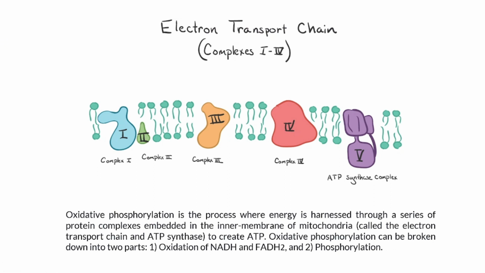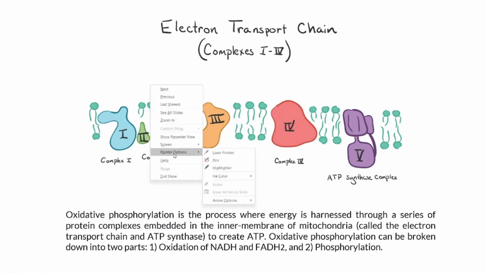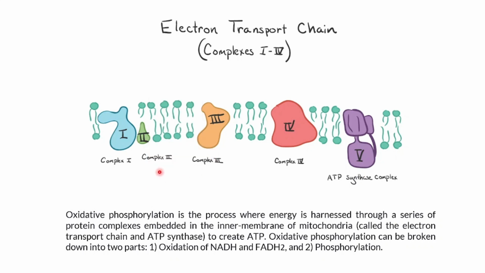And then the electron transport chain happens. So these are some of the steps of the electron transport chain. It has 4 complexes. Oxidative phosphorylation is the process where energy is harnessed through a series of protein complexes embedded in the inner membrane of the mitochondria. This is what leads to the ETC, the electron transport chain, and this leads to the creation of ATP. So it can be broken into 2 parts: oxidation of NADH and FADH2, and phosphorylation.